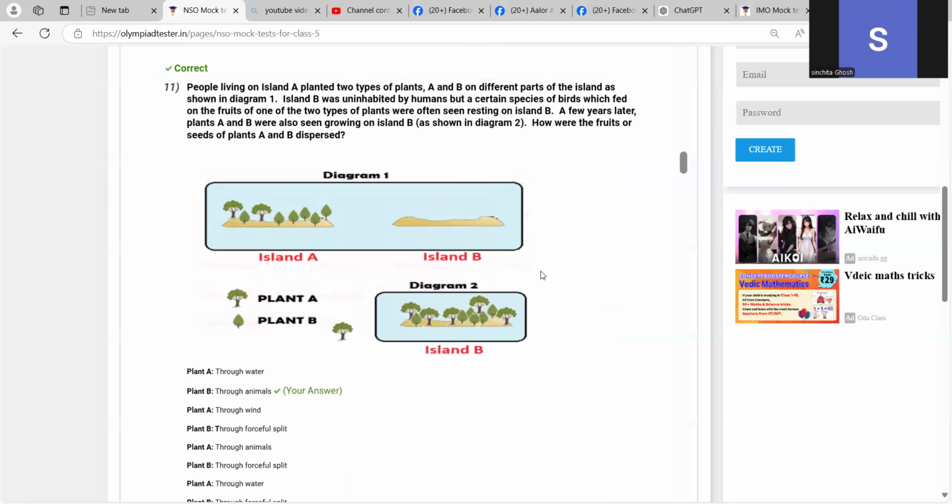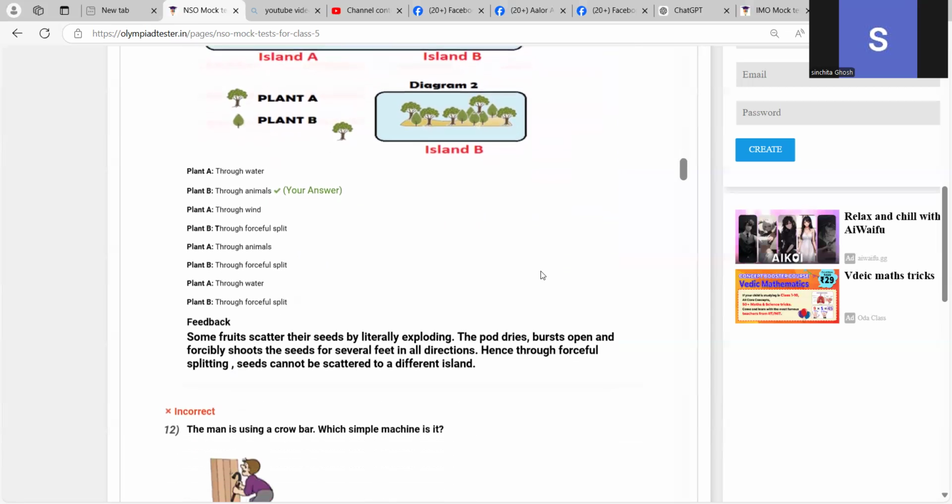People live on an island. They planted two types of plants, A and B, on different parts of the island as shown in diagram 1. Island B was uninhabited by humans, but a certain species of birds which fed on the fruits of one of the two types of plants were often seen resting on the island. A few years later, plants A and B were also seen growing on island B. How were the fruits or seeds of plants A and B dispersed? So your answer was through animals. Okay, this was correct. So no need to discuss this.